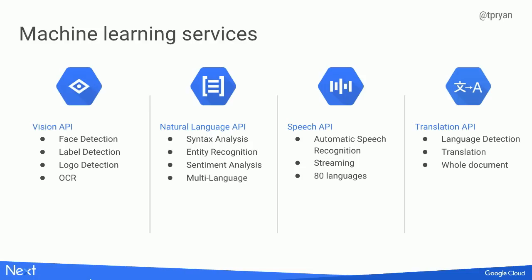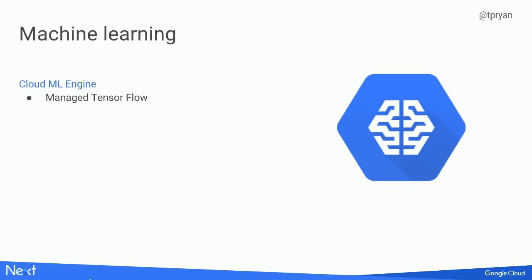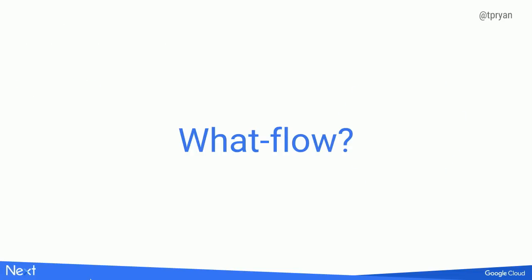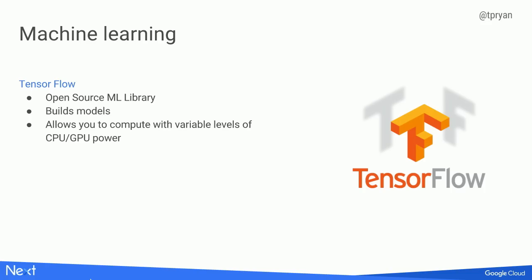If you want to take a next step and not use a model but train models, you want to learn cloud. You want to use Cloud ML Engine. It is managed TensorFlow, which you should be asking, what flow? TensorFlow is an open source ML library that allows you to create portable models that you can train in one place and also train in other places. So the idea here is that you can train your model with varying levels of GPU and CPU power, and it's okay because you can move them from place to place.